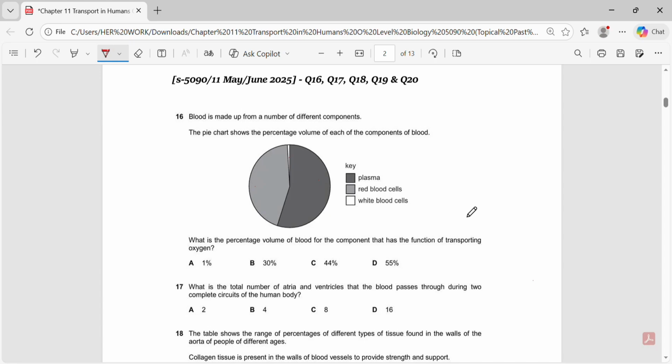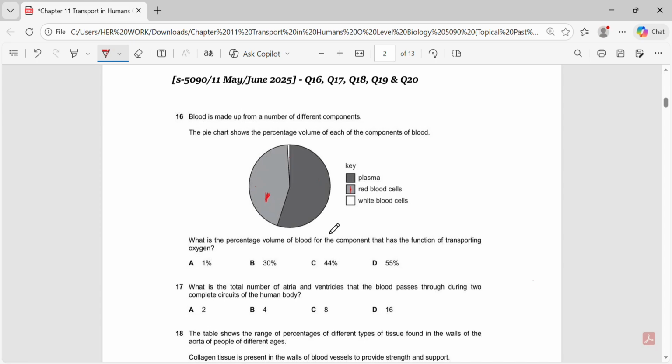To solve this question, we first identify which component of blood transports oxygen. Oxygen is transported by red blood cells, because they contain hemoglobin, which binds to oxygen. Next, we locate red blood cells in the key of the pie chart and observe the size of its segment. The light gray section represents red blood cells and is clearly the second largest portion of the pie chart.